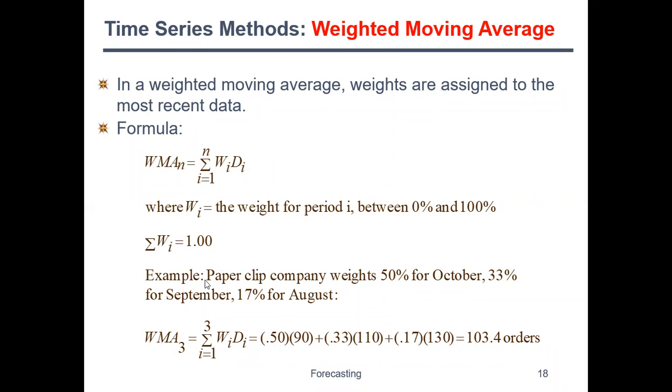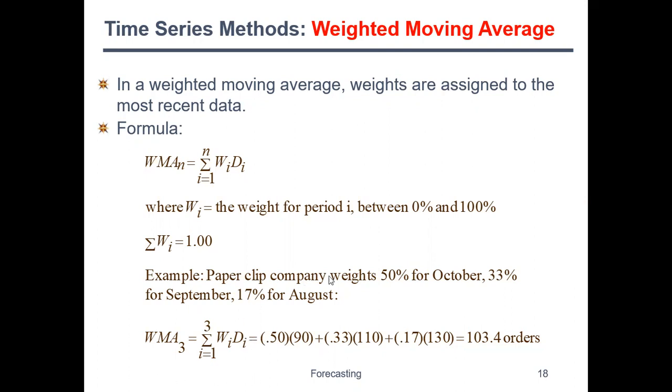Now, from the same example, we're being told that the paper clip company weighted 50% for October, 33% for September, and then 17% for August. So what it means is that they have given weight to the various months. Now, we are being asked to calculate the 3-month weighted moving average.